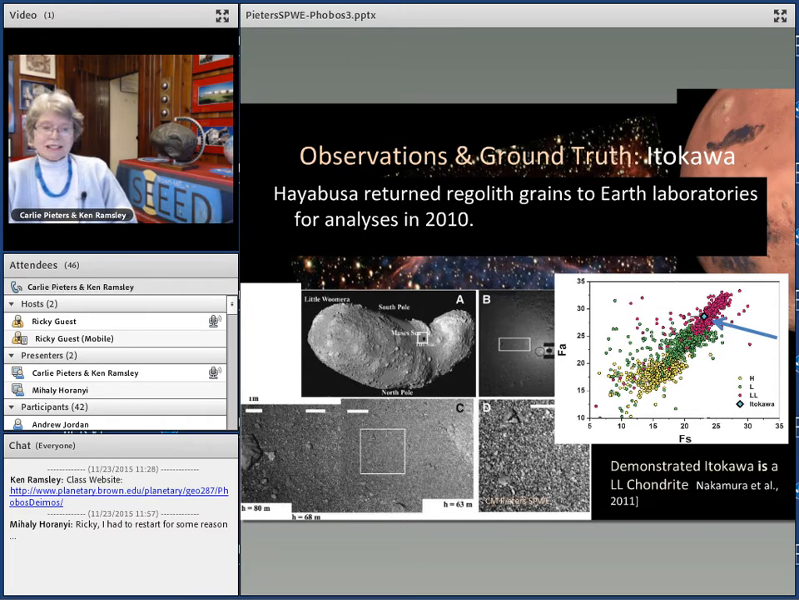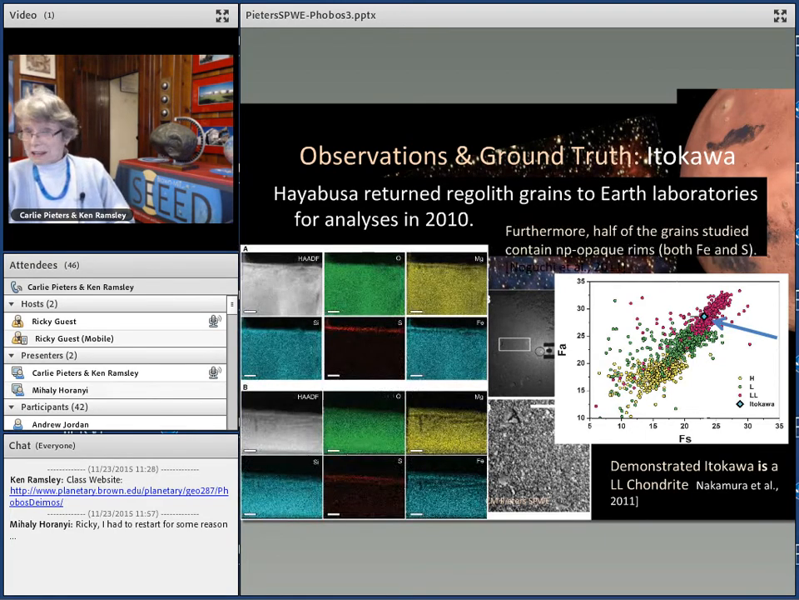Now, relative to our discussion, not only is this S-type asteroid an LL chondrite, but because we have samples and can look at the grains the same way the lunar grains were looked at, you can see in the sulfur and iron content that, again, as we saw on the lunar samples, we see this nanophase layer of iron particles, in addition to sulfur particles, which was an interesting addition to our understanding.